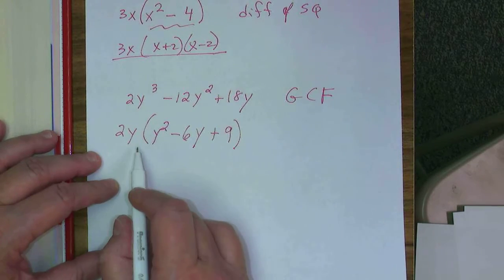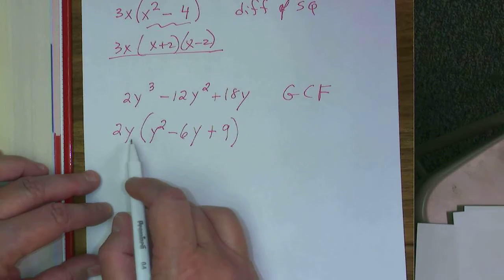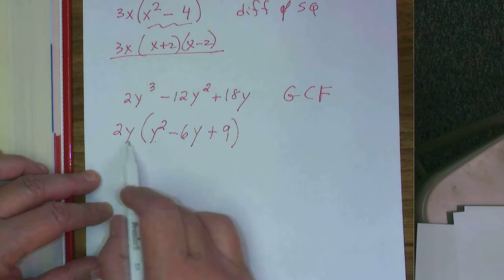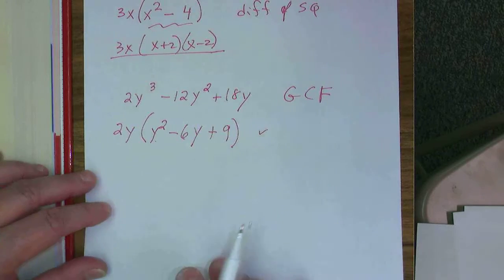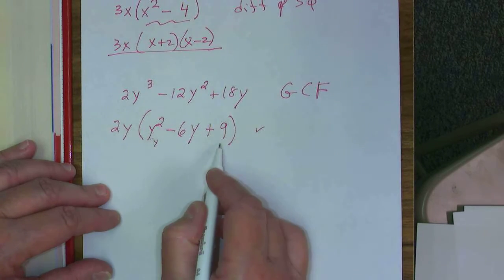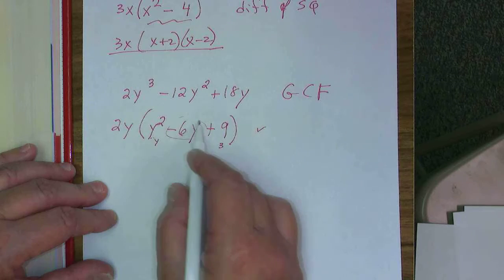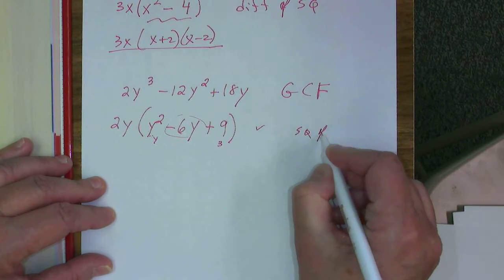Now always multiply this by distributive to make sure that what you have here is correct. That's 2y cubed minus 12y squared plus 18y, so I'm okay. And hopefully you'll get used to recognizing this is a perfect square of y, this is a perfect square of 3, and this is twice the product. So this is the square of a binomial.